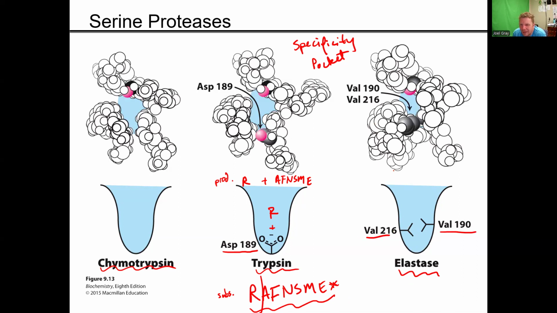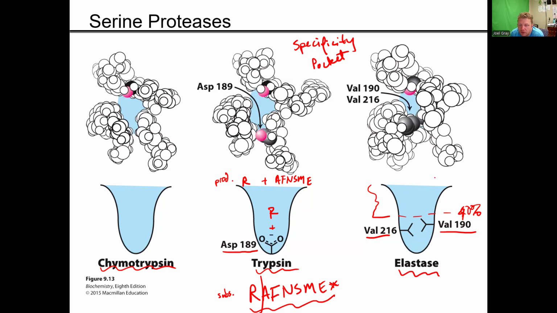Now, in addition to that, if we look at this specificity pocket, I would put this at almost like 40% of the space of this specificity pocket is occupied by valine. So what that means is that a smaller amino acid will fit into this space.